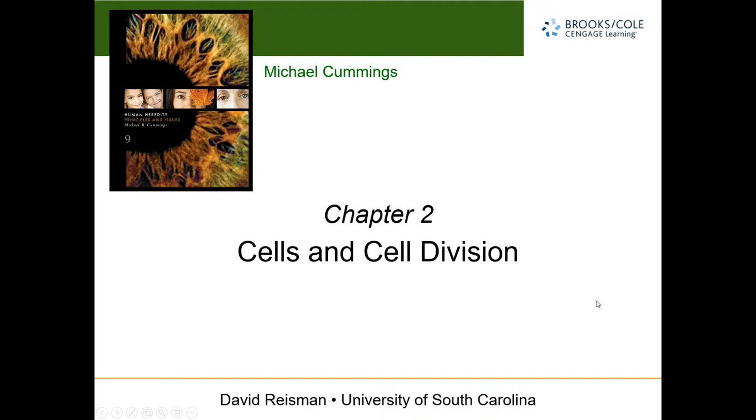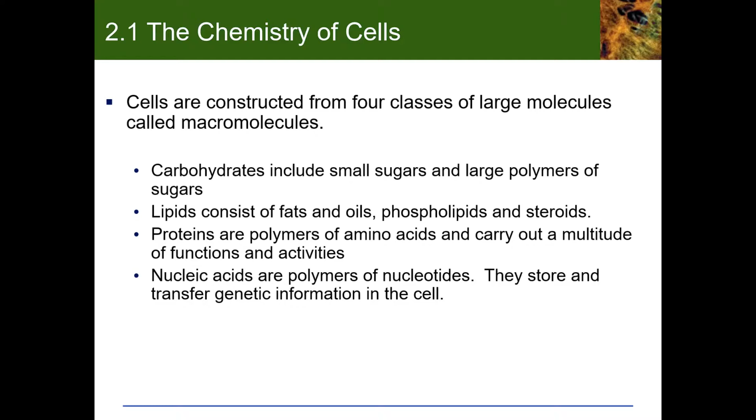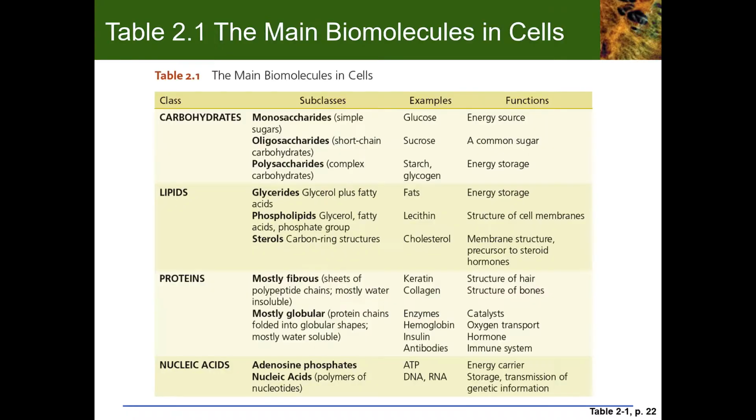Okay, let's take a look at Chapter 2, Cells and Cell Division. So the chemistry of cells. Cells are constructed from four classes of large molecules called macromolecules. Carbohydrates include small sugars and large polymers of sugars. Lipids consist of fats and oils, phospholipids and steroids. Proteins are polymers of amino acids and carry out a multitude of functions and activities. And nucleic acids are polymers of nucleotides. They store and transfer genetic information in the cell.